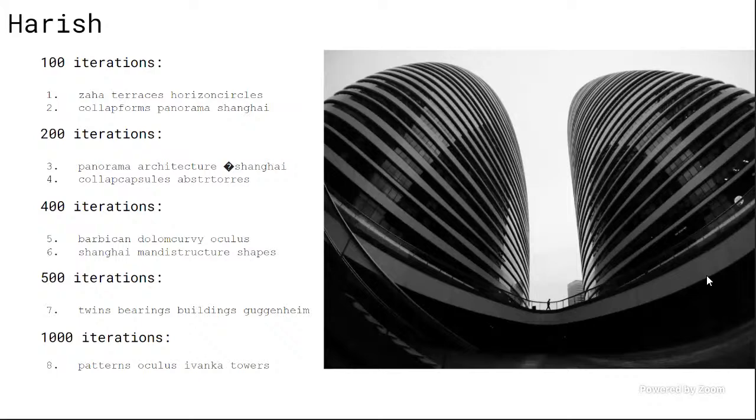Yeah, so this is the Wangjing Soho. It was able to say Zaha in the first 100 iterations itself, so that was a bit impressive. And then, although it is not in Shanghai, it went on saying Shanghai in some 22 iterations, between the 300, 600, and all those.